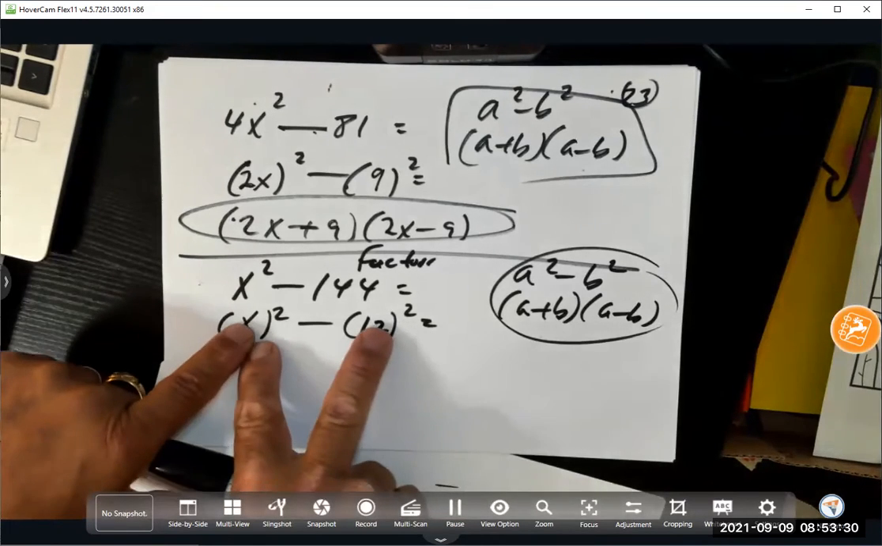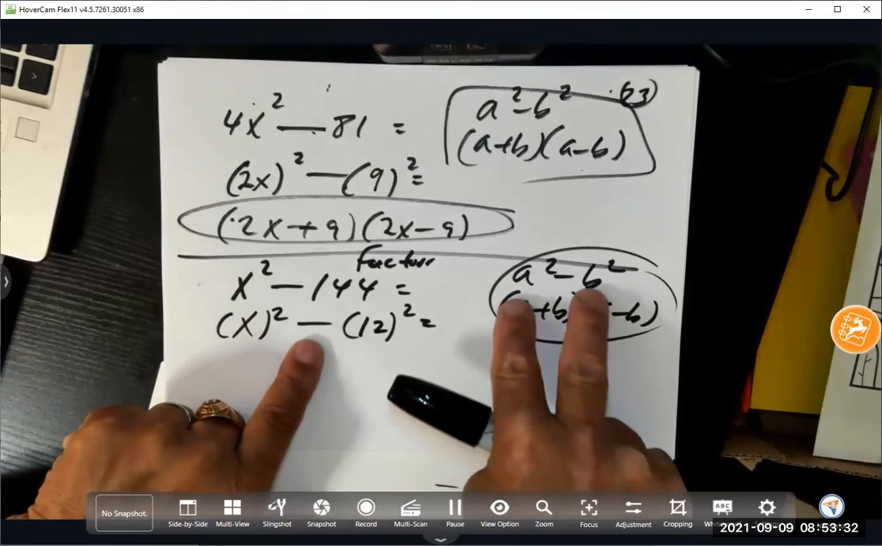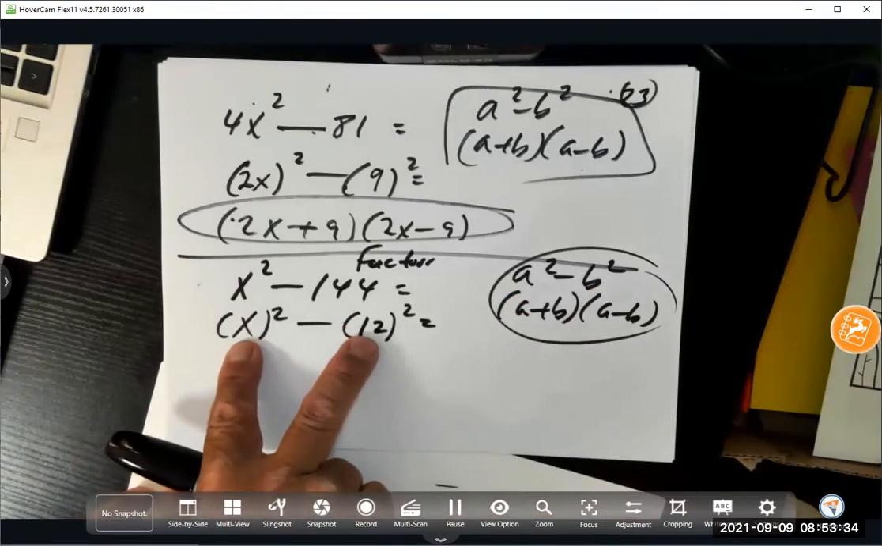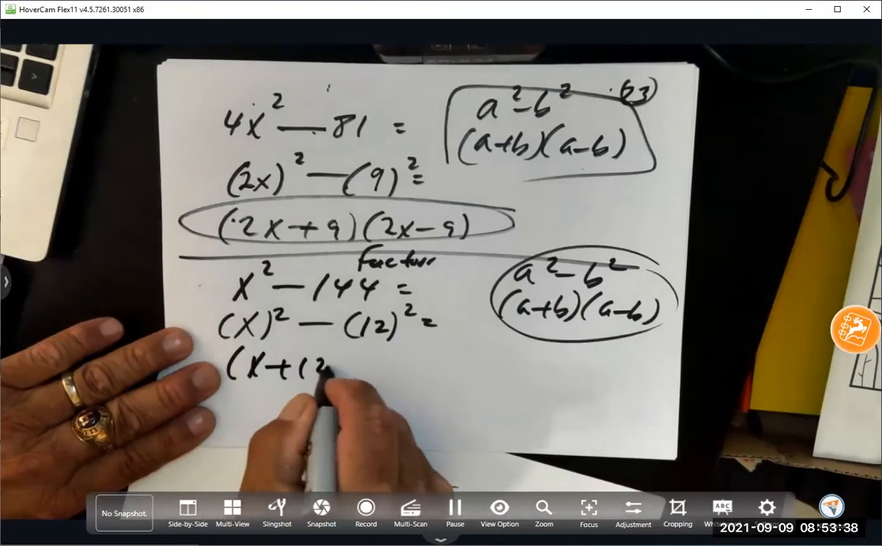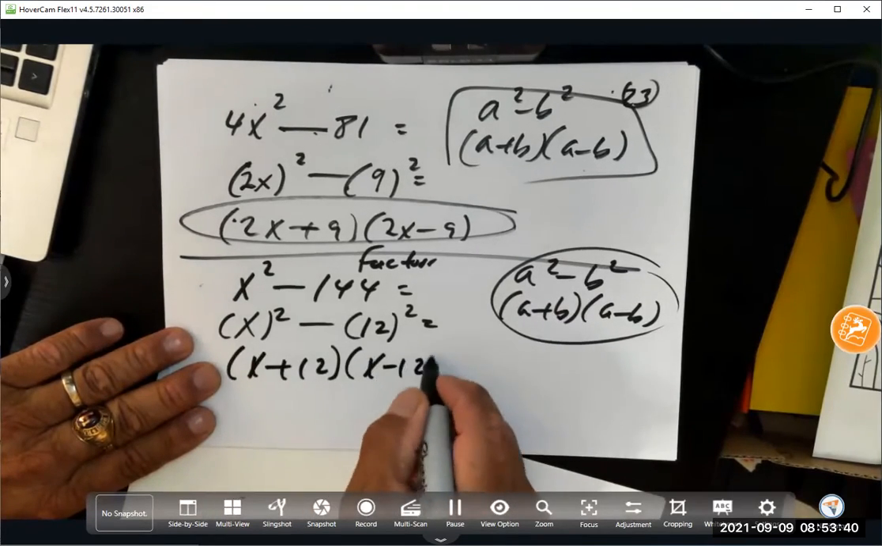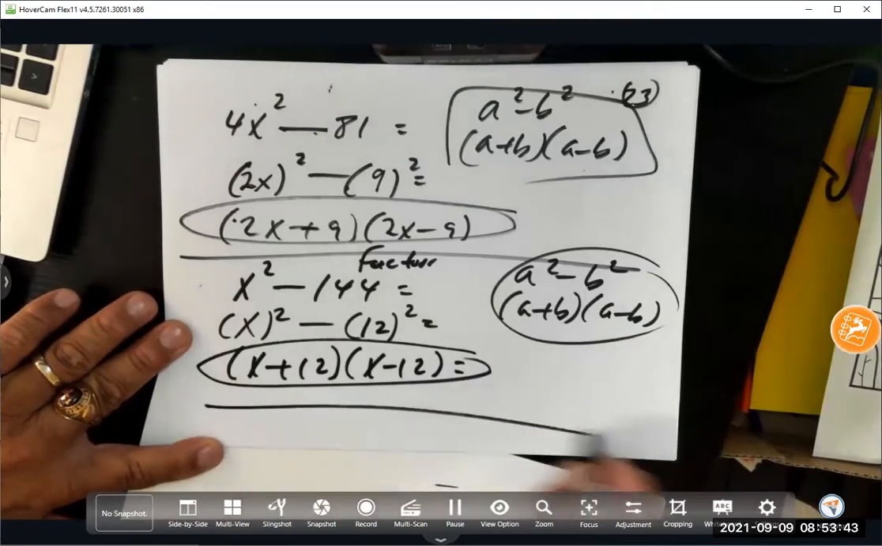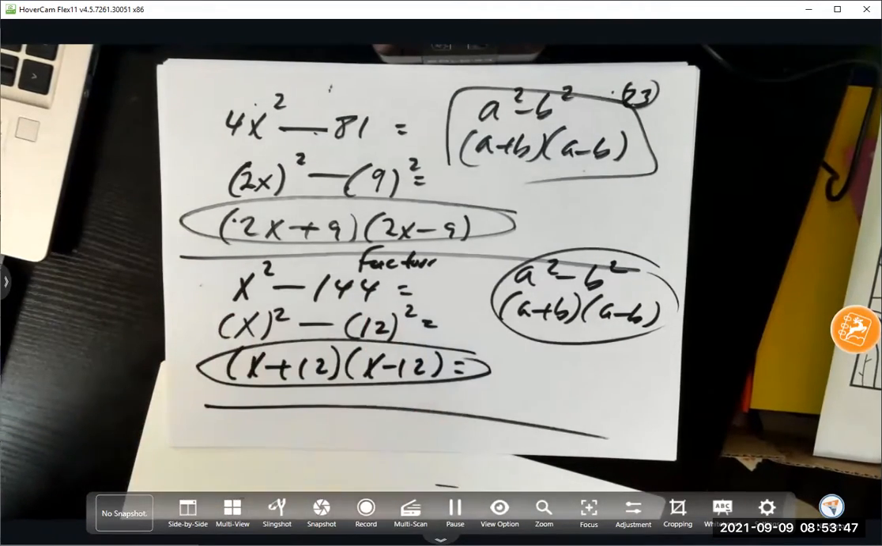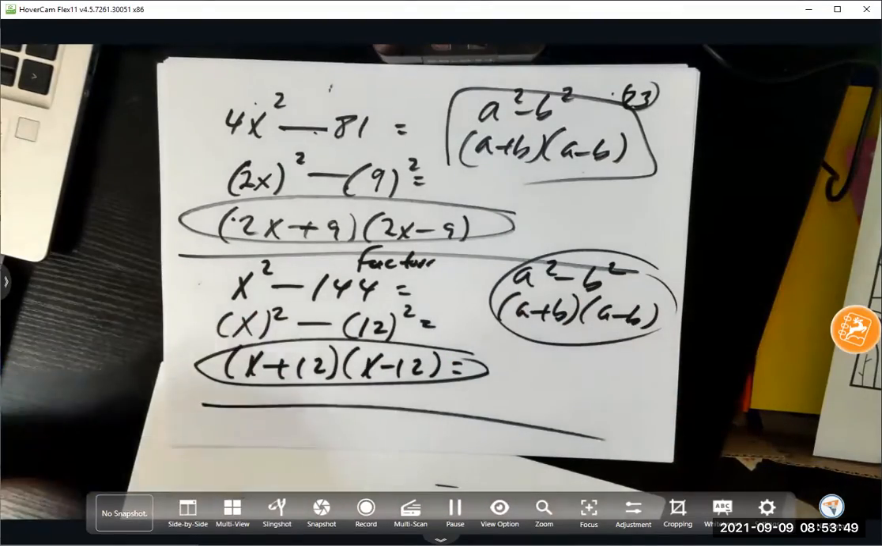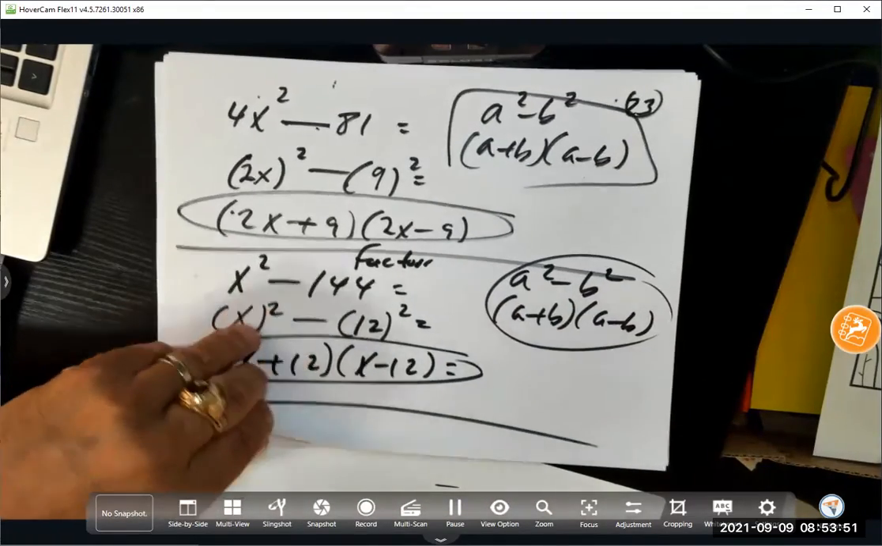So now, is this set up like the formula over here? Square, square. Okay. Automatically, I know the answer is going to be x plus the 12 and x minus the 12. Here's my answer right there. But you have to make it look like this first. Let me do 2 more of these, and then I'll go to the next one.